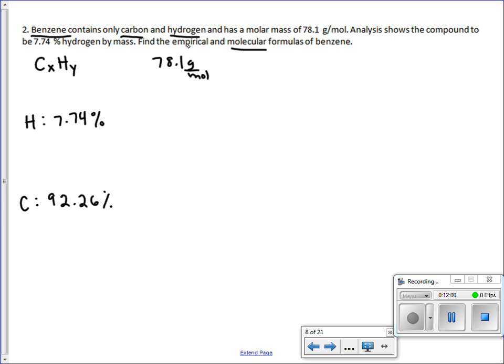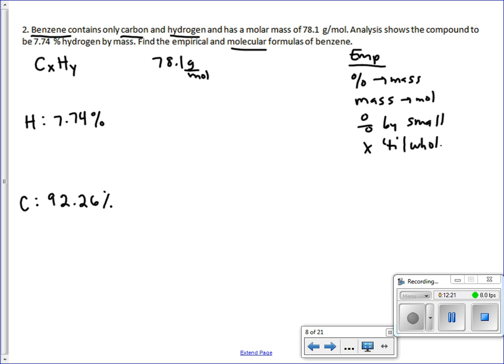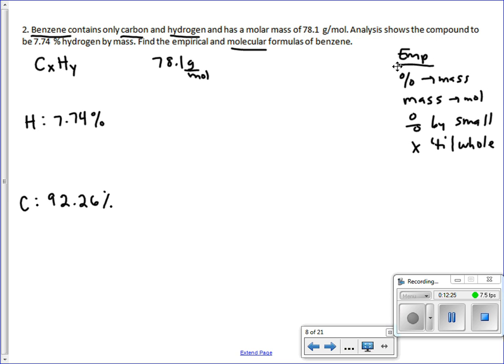Now, if you remember, it's telling us here to find the empirical and molecular formulas. The empirical formula rhyme goes something like this. Percent to mass, mass to mole, divide by small, multiply till whole. And so we'll use those 4 steps as we work through this problem.